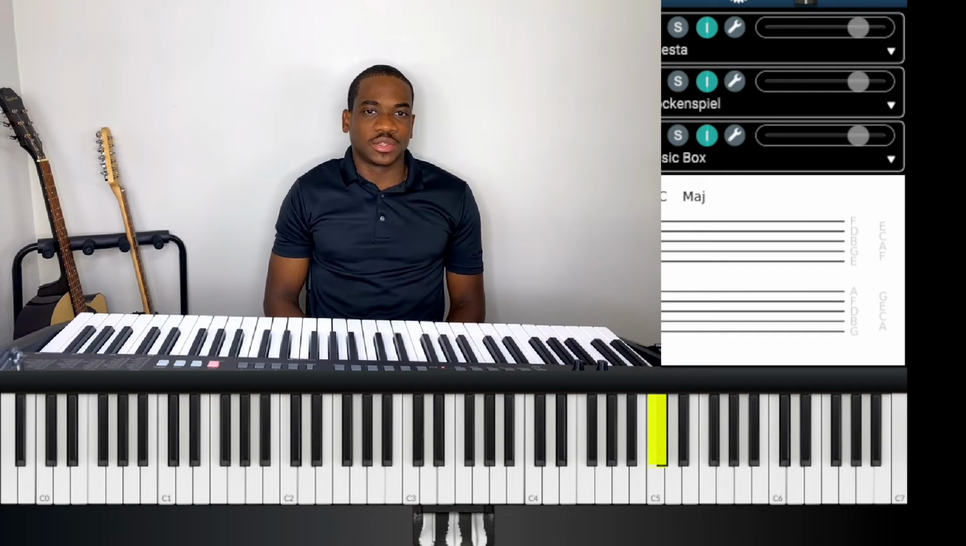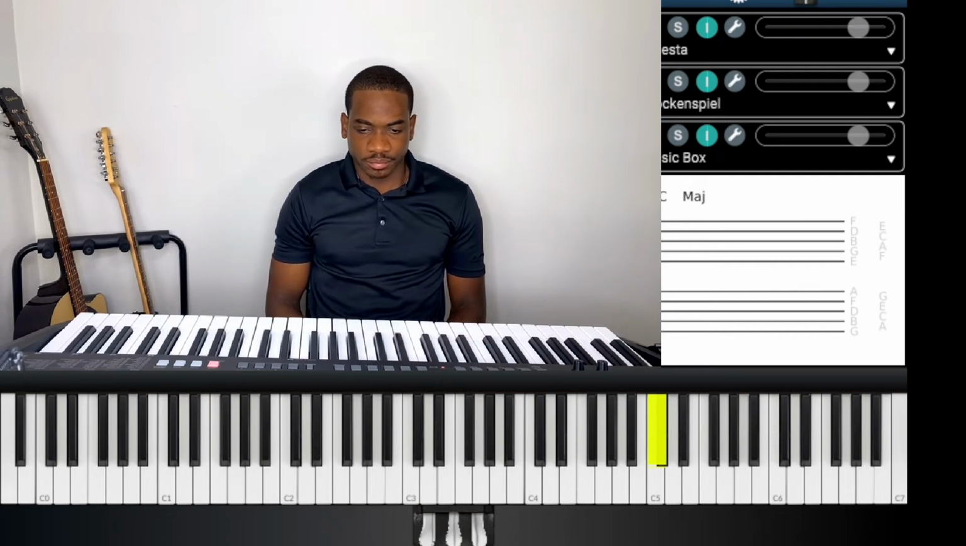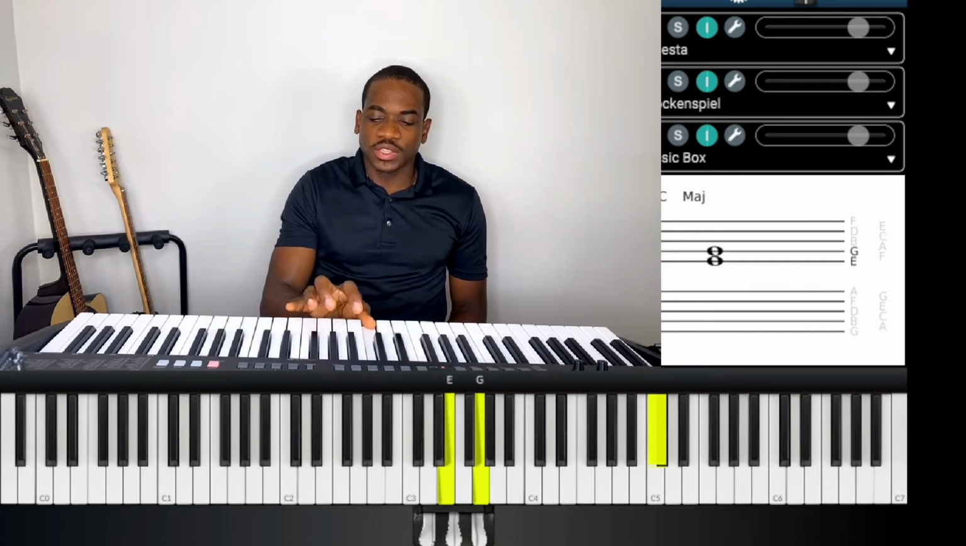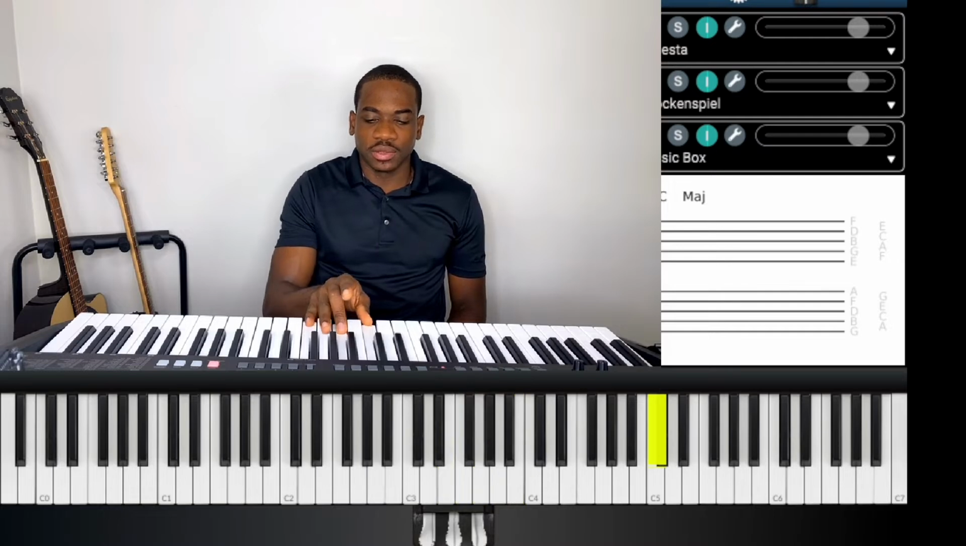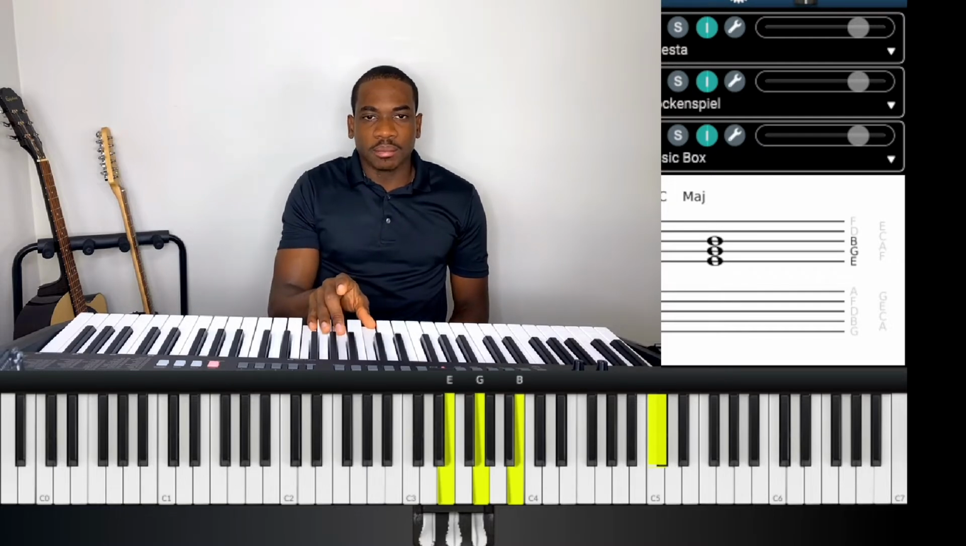Then I'll go to the last chord for today, which is the mi chord. So this is mi, sol, ti. That's the root position. Mi, sol, ti. Play this 50 times.